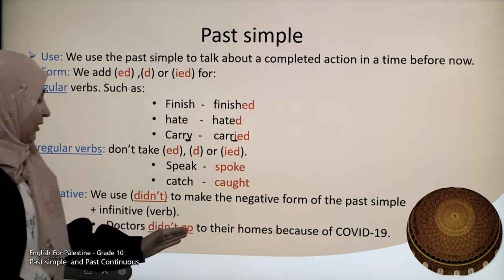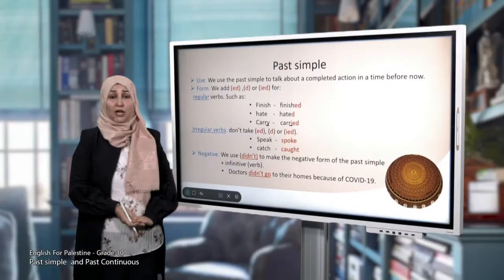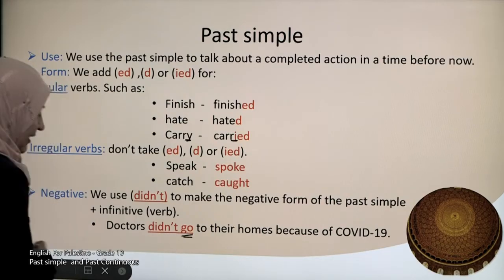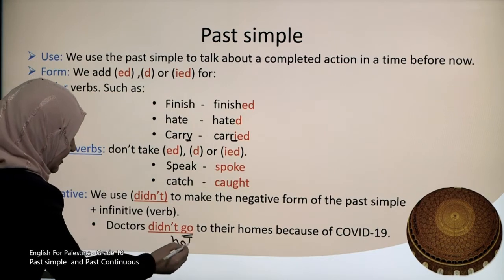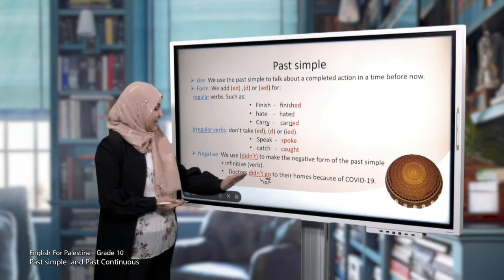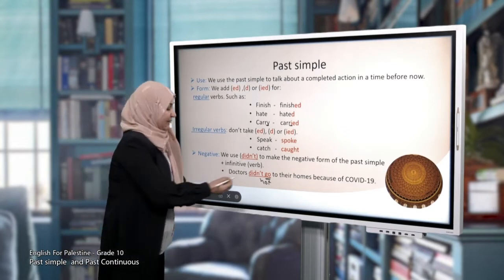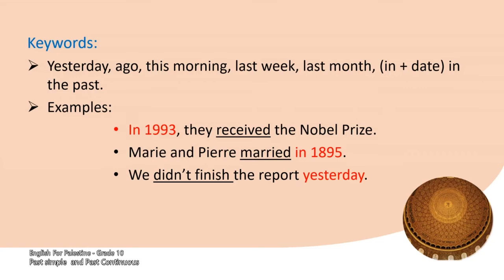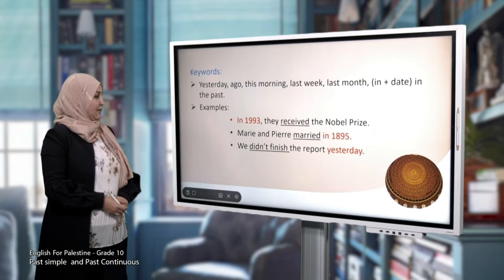Doctors didn't go to their homes because of COVID-19. Here we have the verb go and we have not. So, because the sentence is in the past, we bring the verb did and put not, and the verb go stays as it is. Keywords: yesterday, ago, this morning, last week, last month, in plus date in the past. Examples.